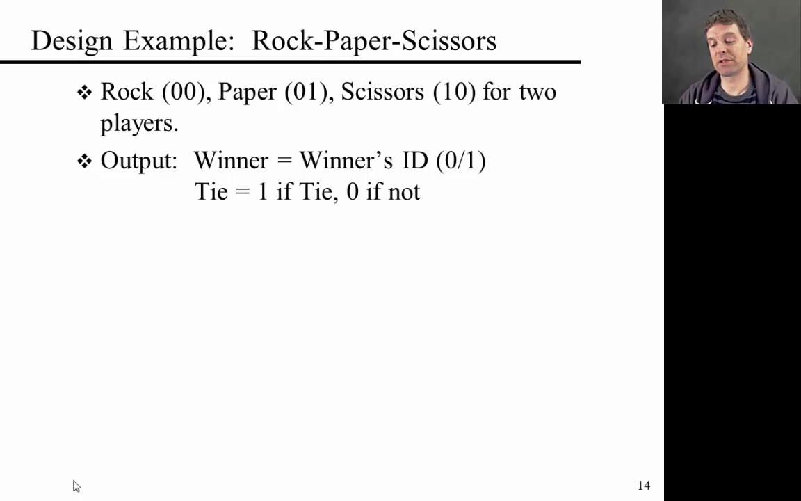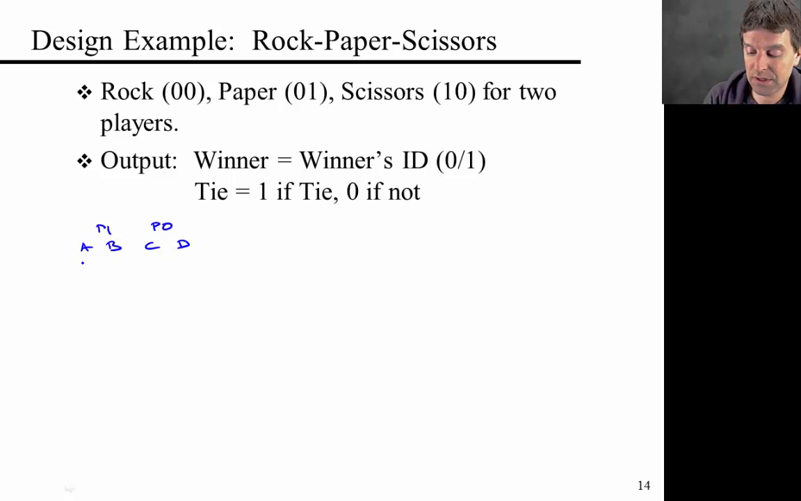So you have two players, player 1 and player 0, and they each can input rock, paper, or scissors. So I have player 1, player 0, that's 4 possible inputs: 0 0, 0 1, 1 0, 1 1.